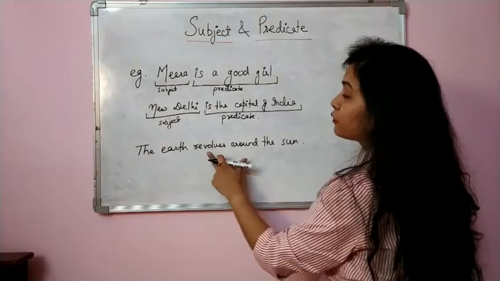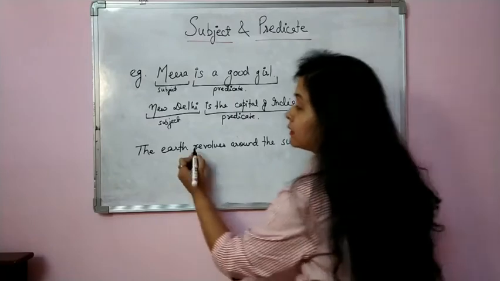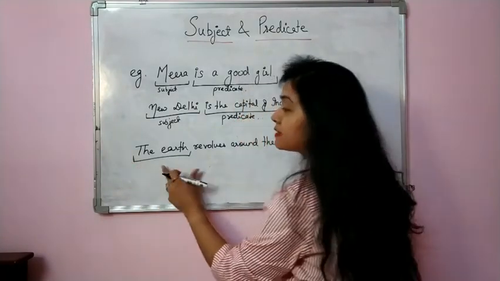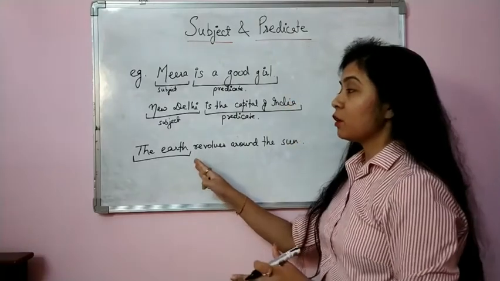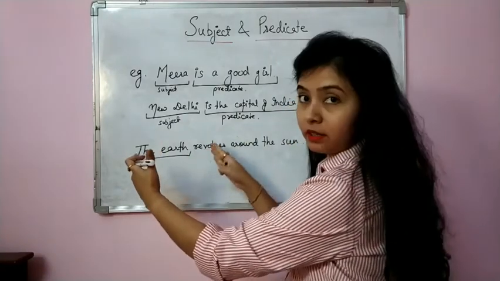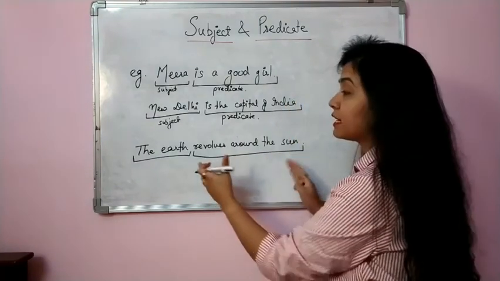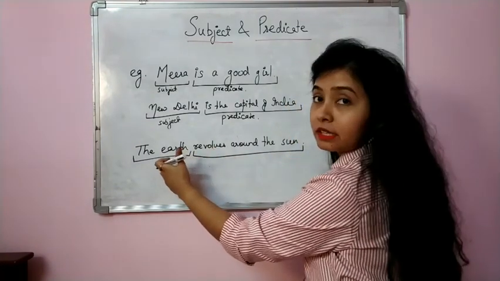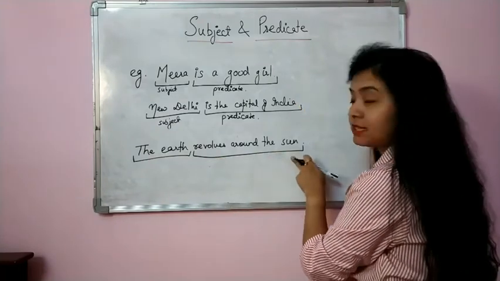The earth revolves around the sun. Now here, the earth is the subject, right? Why? Because we are talking about the earth. Now, this part will become the predicate because it will tell us what the earth does. So here it tells us it revolves around the sun.